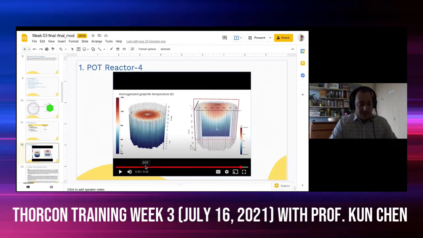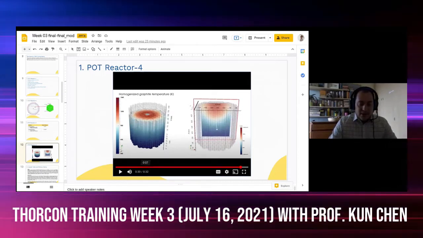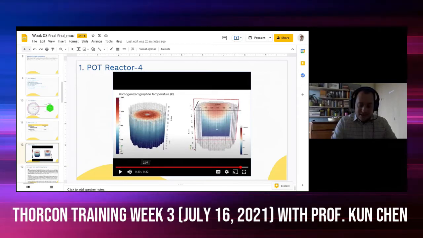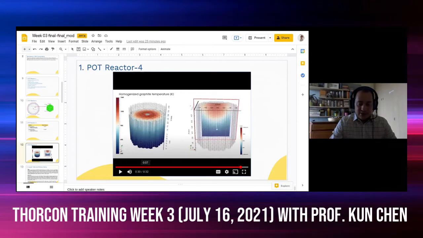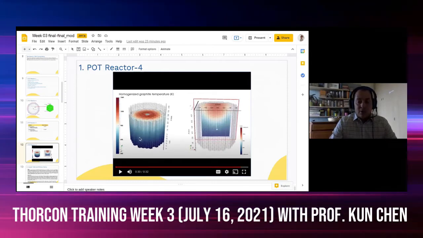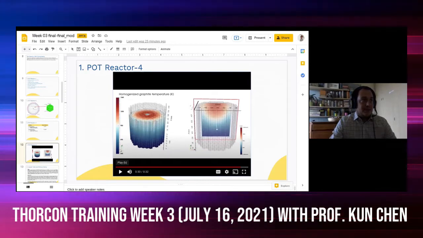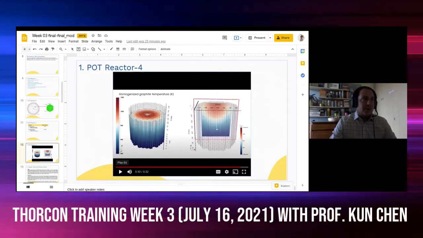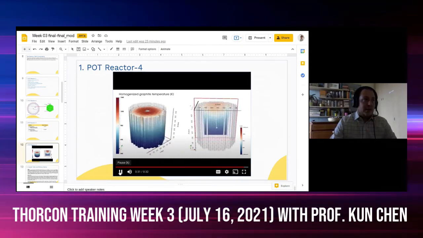The analysis presented here, even though it refers to an older design, reflects exactly the analysis that ThorCon is conducting on the present-day core, based on the Monte Carlo code Serpent and the multiphysics tool OpenFOAM to keep track of the salt and graphite temperature along with the neutron flux.